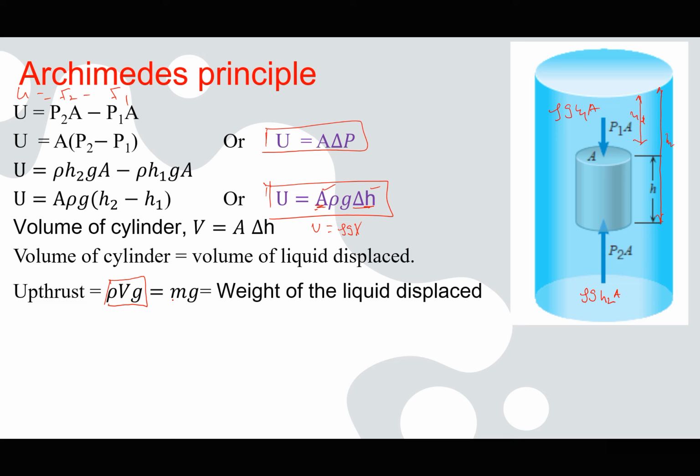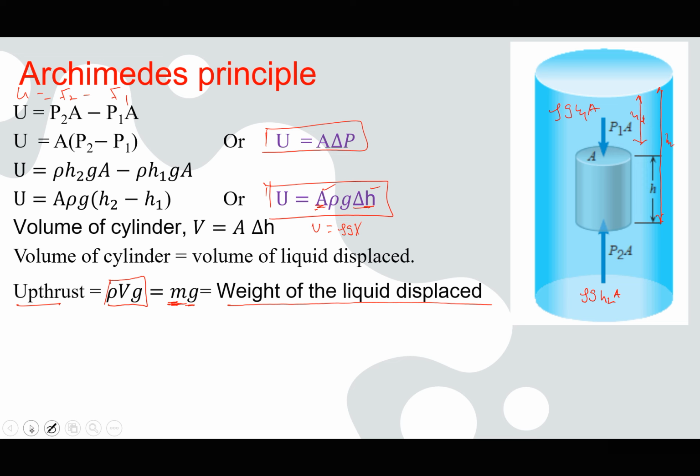And of course, we know that density times volume is mass. The volume of the cylinder is the same as the volume of the liquid it displaces. So upthrust is going to be the density of the liquid times the volume of the liquid, which is the same as the volume of the cylinder, times G. The density of the liquid times the volume of the liquid is the same as the mass of the liquid. If I take the mass of the liquid times G, I get the weight of the liquid. So the upthrust is the same as the weight of the liquid which an object displaces.